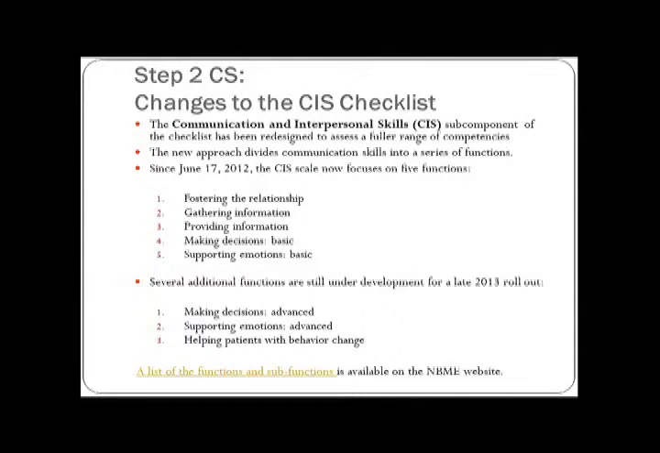So the approach that they took was they divided the communication skills into some functions that they thought were really important to describe in a bit more depth. So in June, they divided the communication and interpersonal skills section into these 5 functions. And then under each of these 5 functions, they've listed some sub-functions or actual behaviors that the evaluators are meant to look at when the examinees are performing with their SP, or standardized patient.